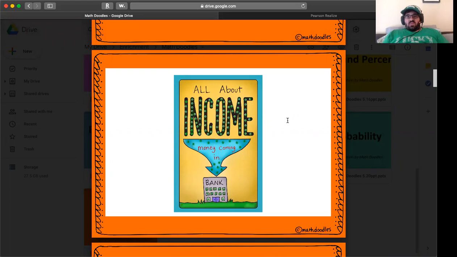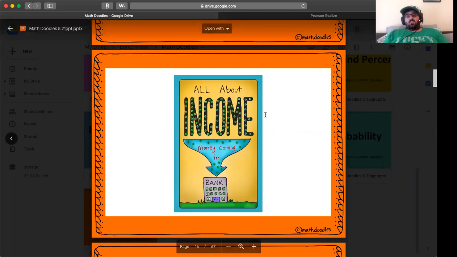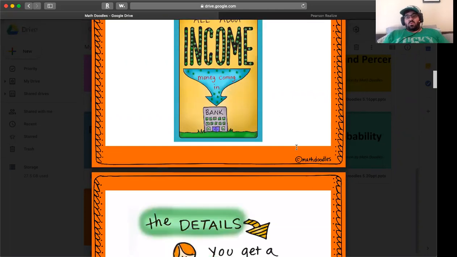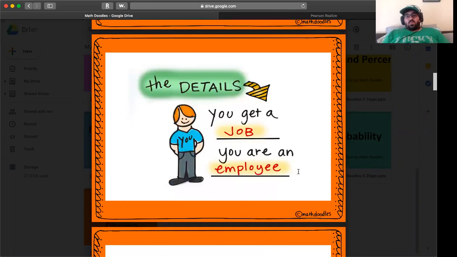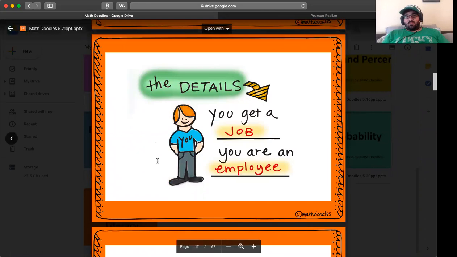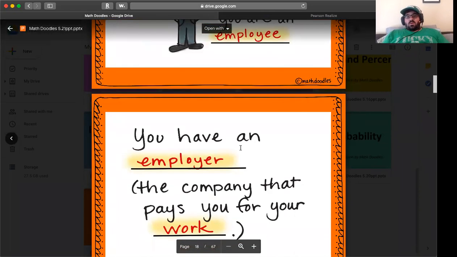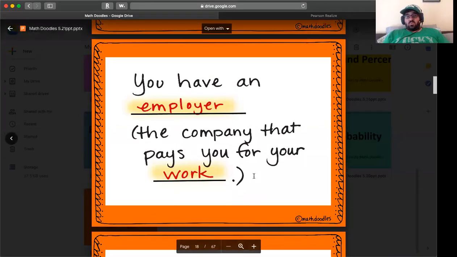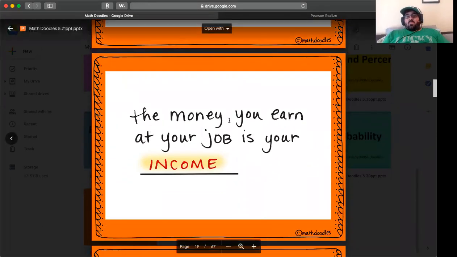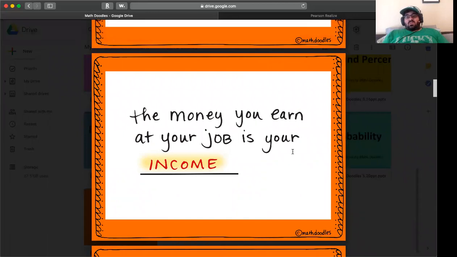Mulligan's Marvelous Mathematics, and we're going to be all about income. And what income is, that's the money coming in. So if you get a job, you are what's called an employee, and this one is you. You would have an employer, and that's the company that pays for your work, who pays you. That's your employer. And the money you earn at your job is your income.